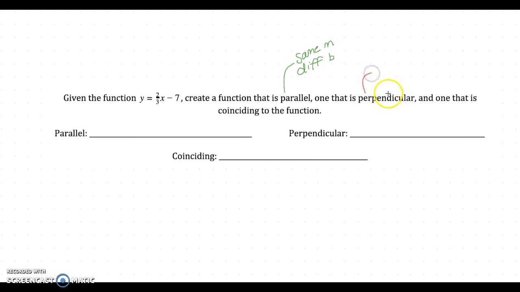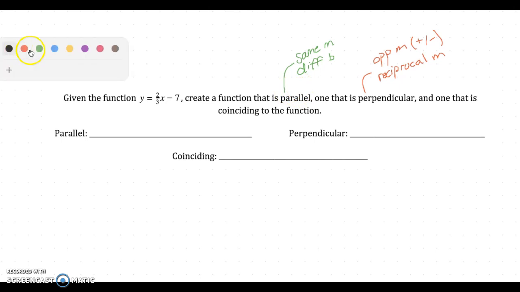In perpendicular lines, we have two things that we know about their slopes. One thing I know is that if one is increasing, the other has to be decreasing. So they have to have opposite m's, which means one is positive and one is negative. And they also have to be the complete opposite slope, which means they have to be a reciprocal, which just means flipped.